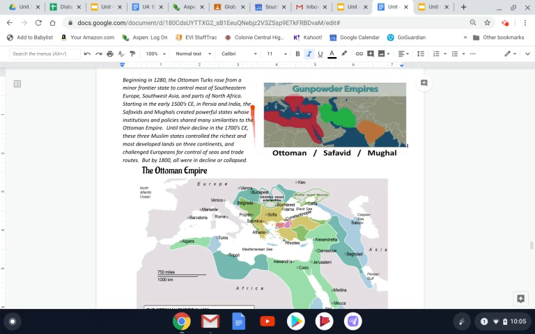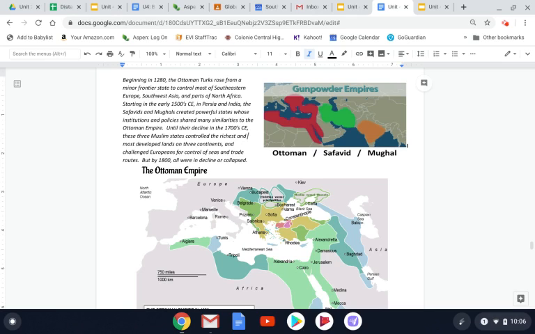So first off, it starts with a nice time reference saying beginning in 1280. If you look back to our page on the Crusades, the time period of the Crusades was from about year 1000 to the end of the 1200s. So this is the Ottoman Turks. The rise of the Ottoman Turks is right around the end of the Crusade Wars. And we'll see a little bit later in our timeline that the Crusades end with the Muslims having control of the Holy Land, of Jerusalem and the surrounding areas.